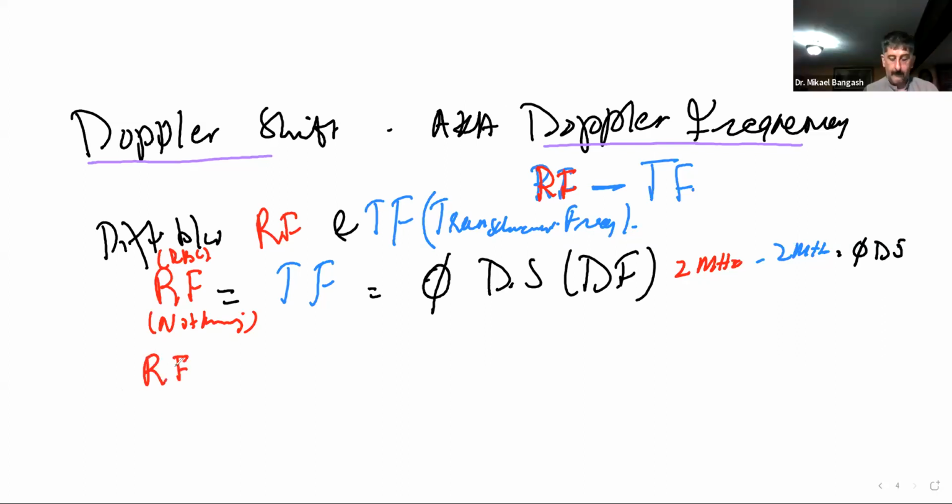Whereas, if the reflected frequency, for instance, was greater than the transmitted frequency, what that will lead to is that we will have what people call a positive Doppler shift.